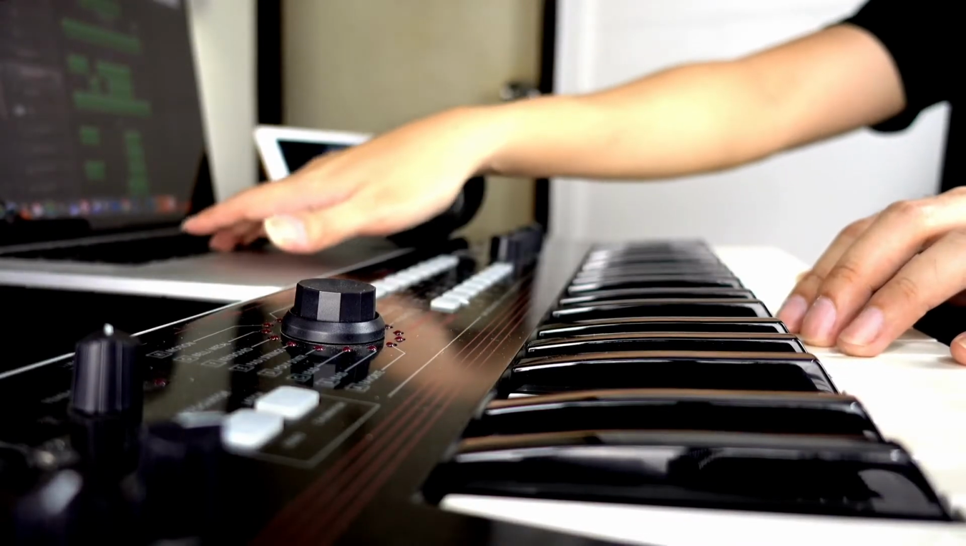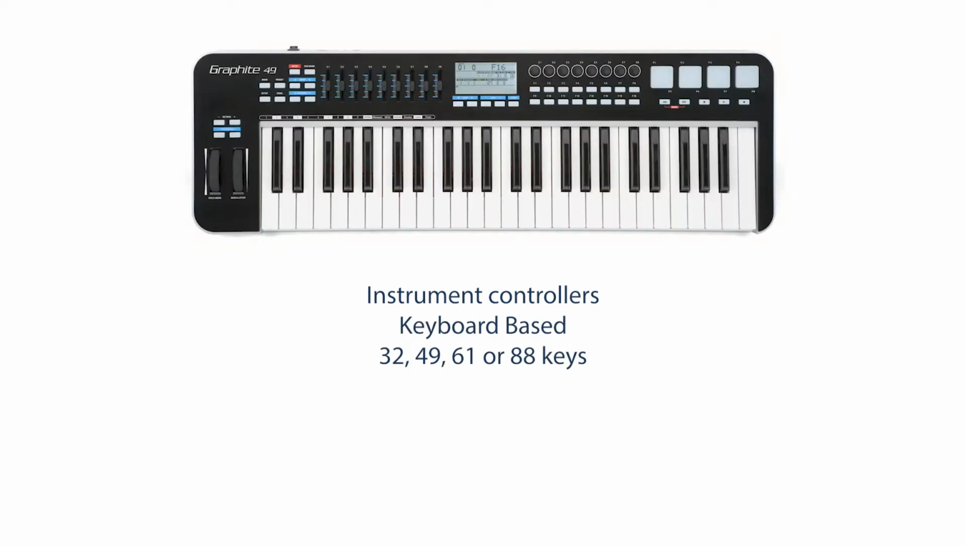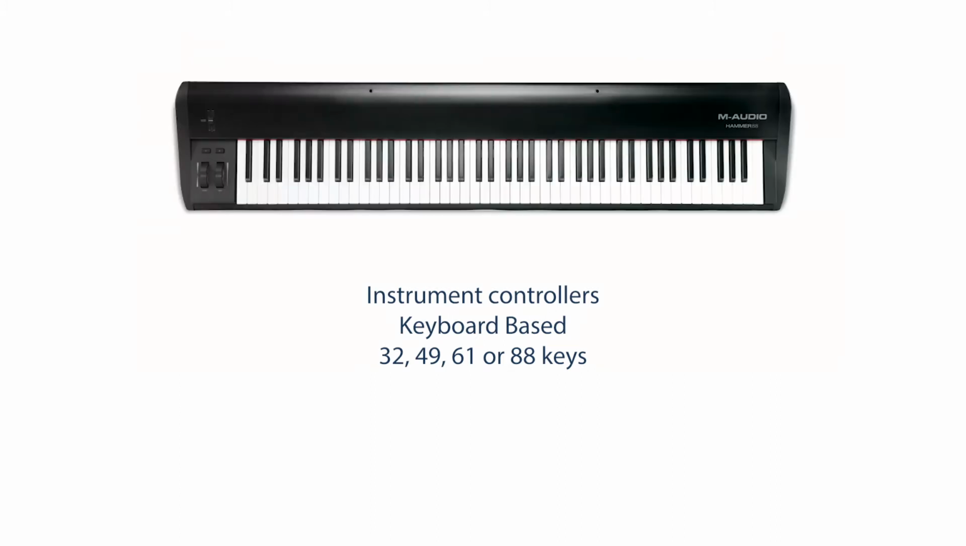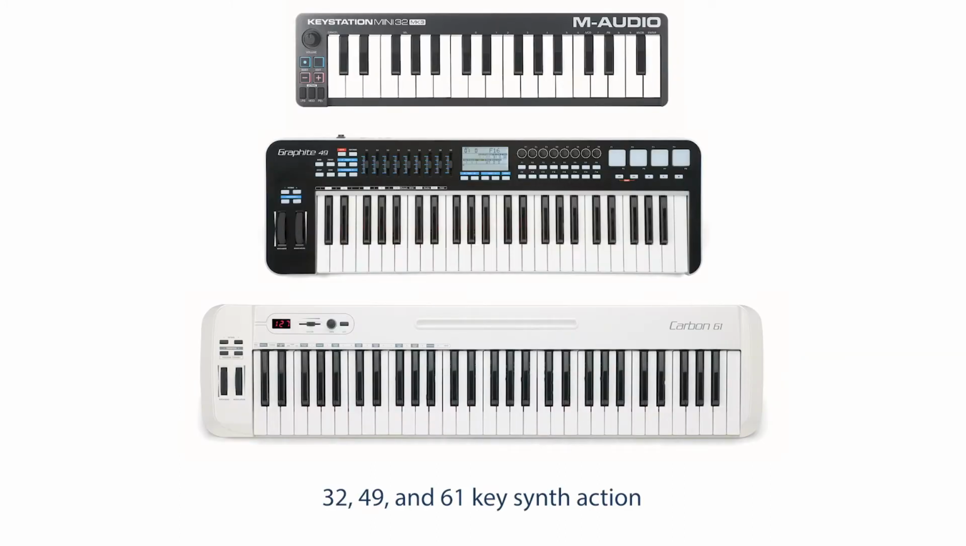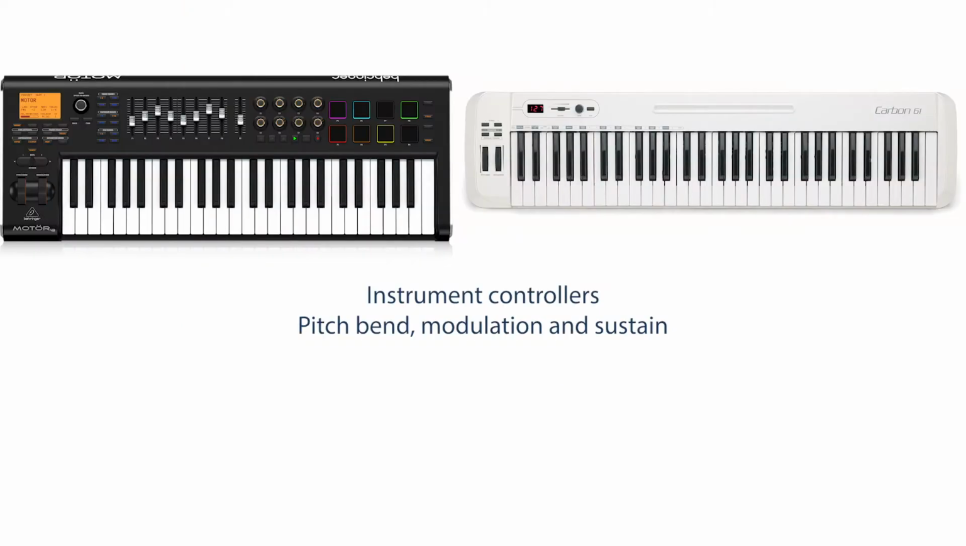Let's take a look at the types of MIDI controllers that are available. Let's begin with instrument MIDI controllers such as a keyboard MIDI controller. These are commonly 32, 49, 61, or 88 keys. In the form of a 32, 49, or 61 key MIDI controller, these are usually synth action-like keyboards. However, many manufacturers that manufacture 88 key MIDI controllers have hammer action keys like a real piano. These MIDI controllers generally contain musical functions such as pitch bend, modulation, and sustain.